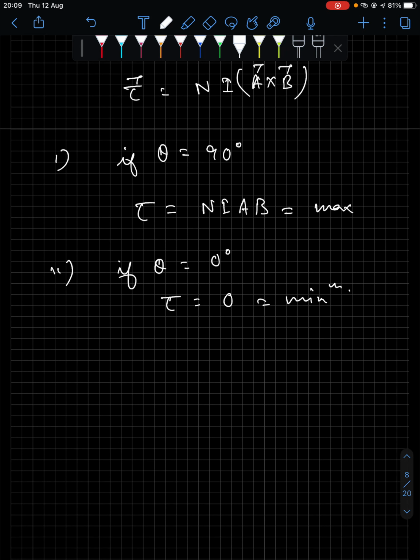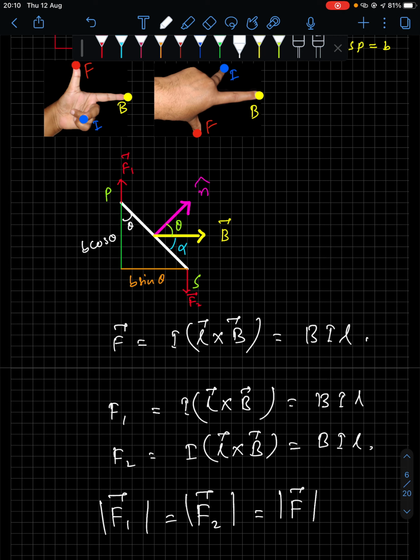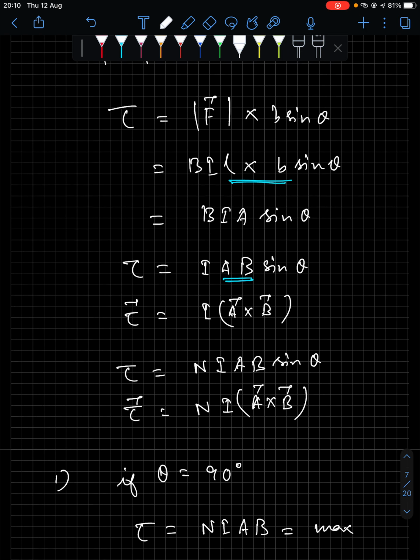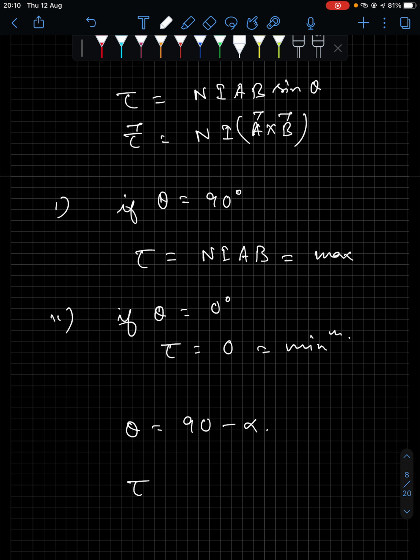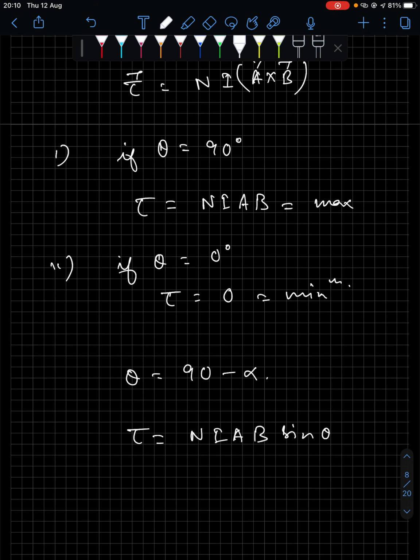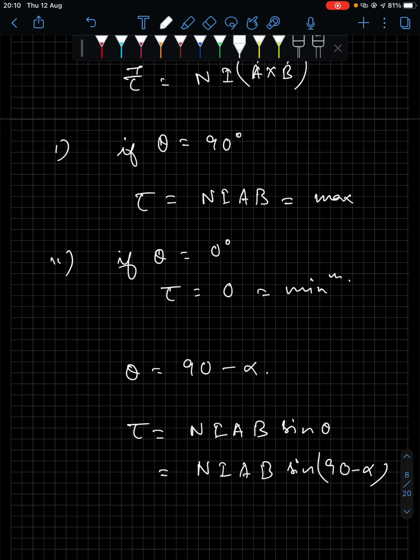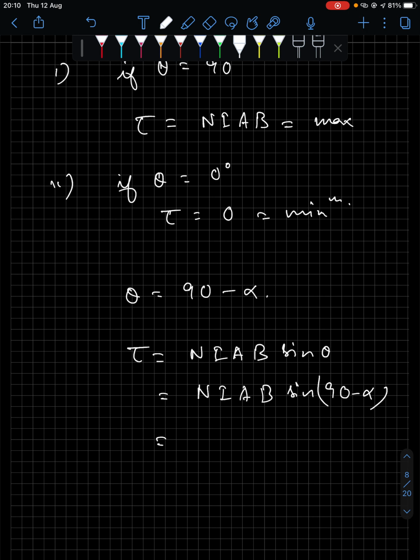Now the other condition, where theta was equal to 90 minus alpha, right? We can write theta equal to 90 minus alpha in this figure, or you can say that 90 minus alpha is equal to theta. If you express the same relation, which was NIAB sin theta, we can write this as NIAB sin(90 minus alpha). Now sin(90 minus alpha) is cos alpha, therefore the expression can also be written as NIAB cos alpha.